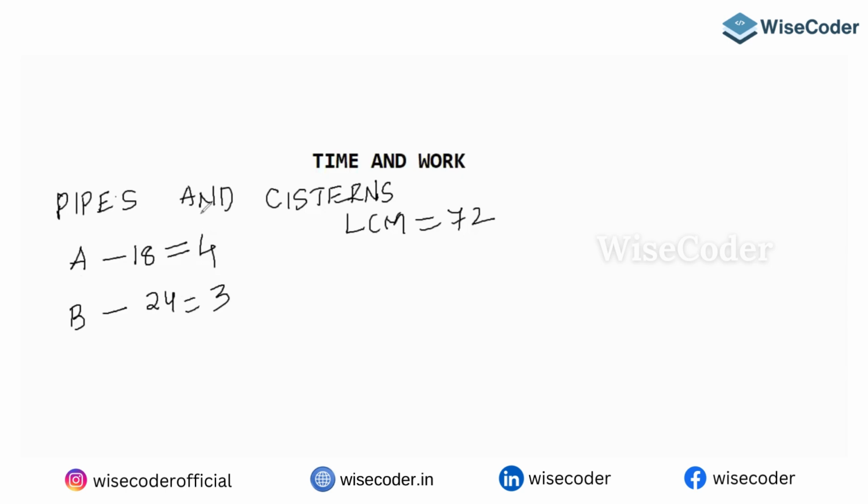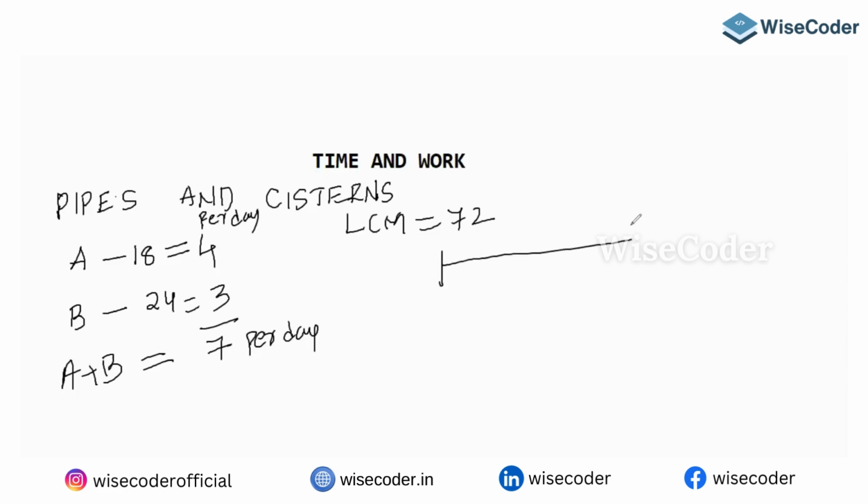So A will eat 4 chocolates per day, B will eat 3 chocolates per day. Together they are eating 7 chocolates per day. So the point here is this, guys. You need to understand one point.